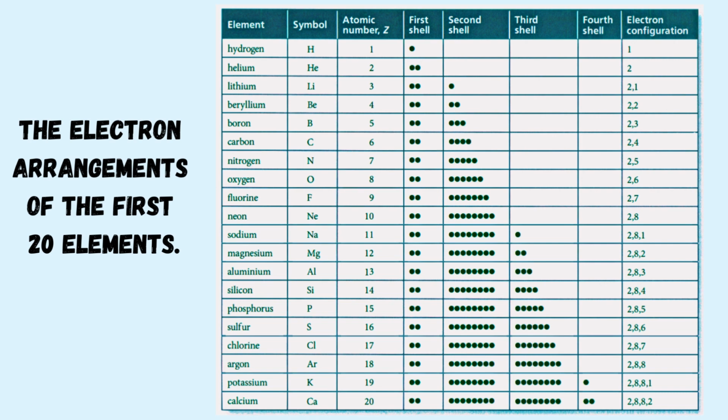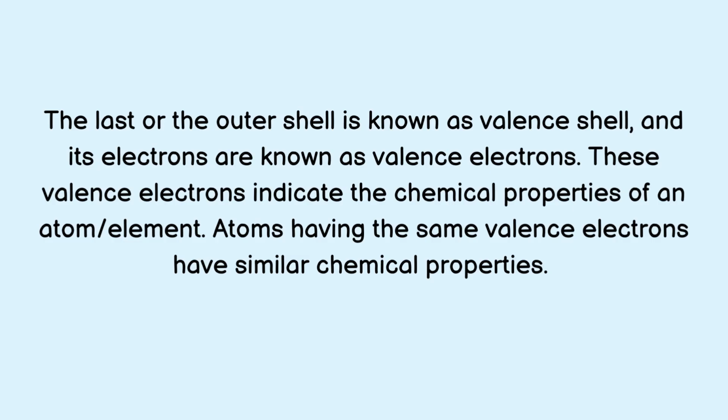These are the electron arrangements of the first 20 elements, from hydrogen to calcium. The symbols are mentioned over here with atomic number, and the electrons in the first shell, second shell, third shell, fourth shell, and thereafter electronic configuration. The last or the outer shell is known as the valence shell, and its electrons are known as valence electrons. These valence electrons indicate the chemical properties of an atom or element. Atoms having the same valence electrons have similar chemical properties.